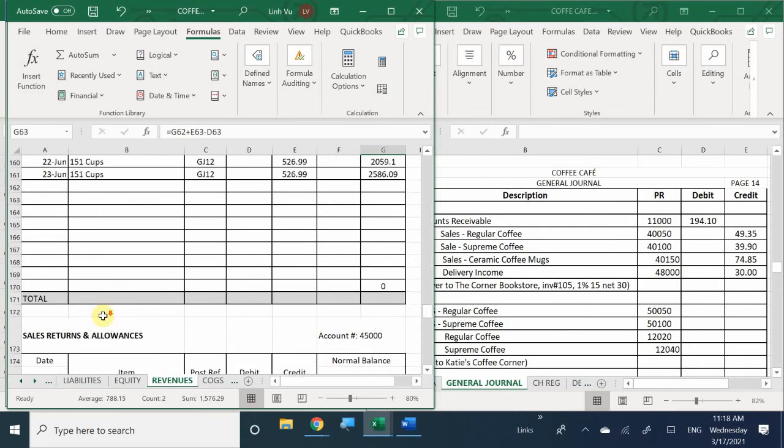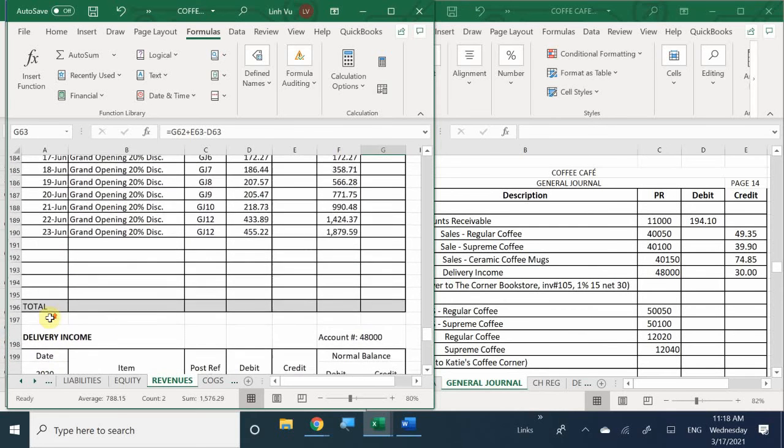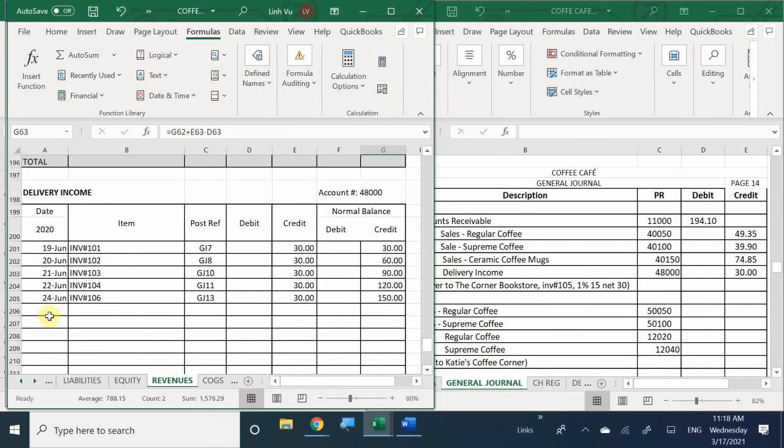Lastly, we have delivery income for $30. So here we are. Invoice number 105. Okay, for another $30. So what's my ending balance here? 180. All right, good.